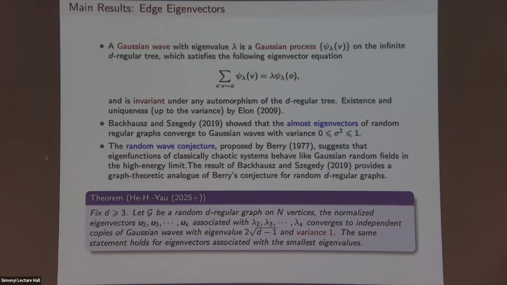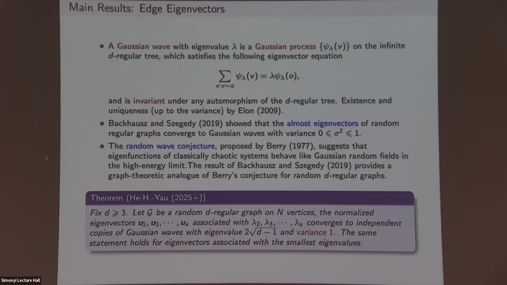So under those assumptions, Allen proved the existence and uniqueness, essentially those three properties: jointly Gaussian, eigenvector equation, and invariant under automorphisms. Up to any constant, if you rescale it, it's still a Gaussian process. So there is one constant, which is the variance at each site. Those three properties uniquely determine the Gaussian wave.